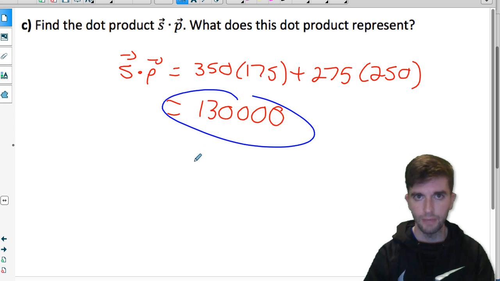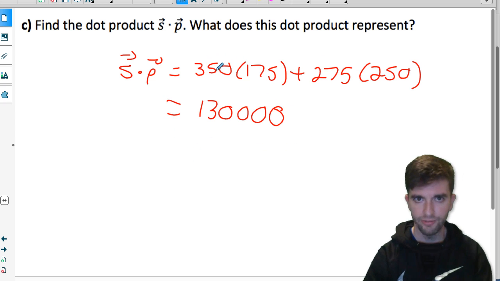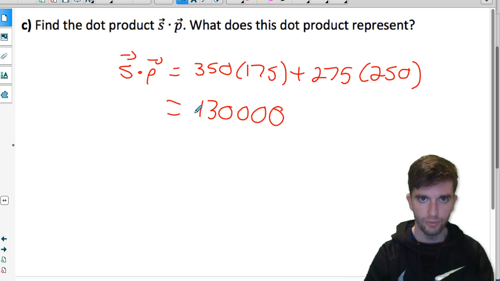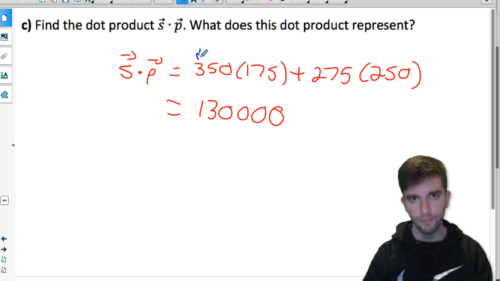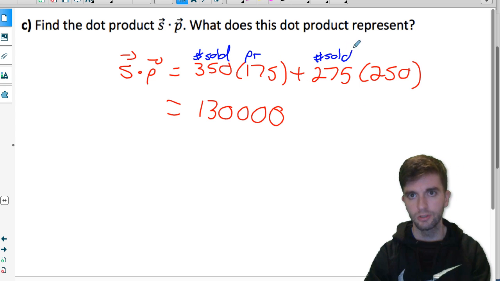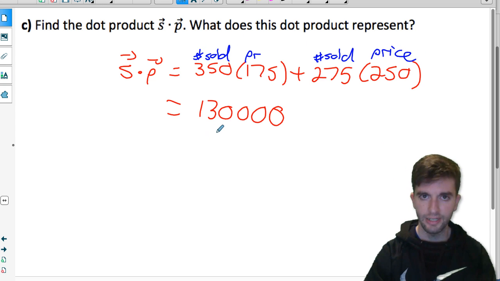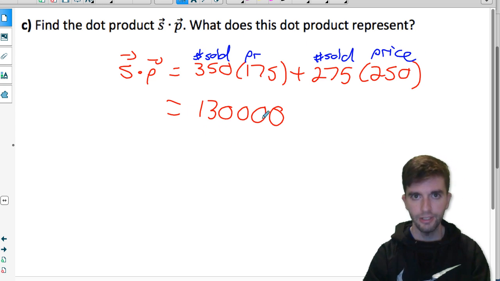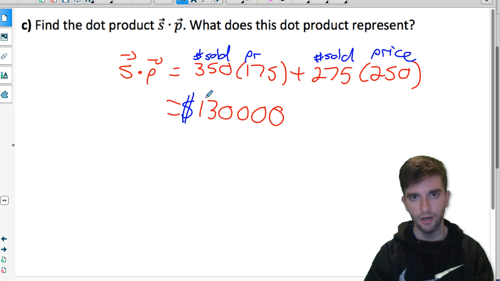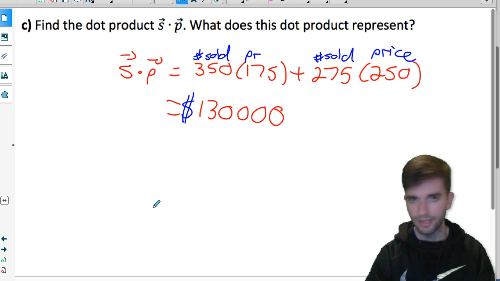And what does this answer represent? Well, if we look at the products we found, this product has to do with the Nike shoes. They were both the x components which I made the Nikes. This was the number of Nikes sold, and this was the price that each of them cost. And this product was for the Adidas shoes. This was how many Adidas shoes were sold, and this was the price of them. So when I do number sold times price, I get my revenue. So this number down here is the combined revenue between the sales of the Nike and the Adidas shoes. It was a revenue of $130,000. So that's what that answer represents.